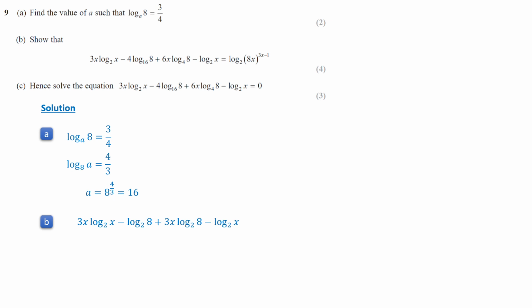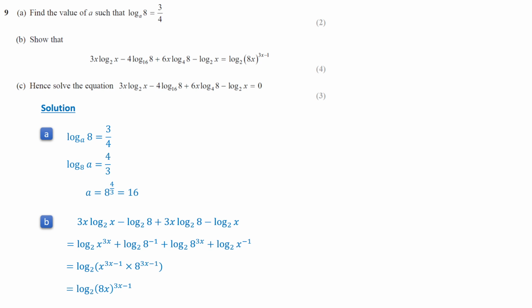base 2. This gives us 3x log base 2 of x minus log base 2 of 8 plus 3x log base 2 of 8 minus log base 2 of 8. By using the power rule of logarithms, the coefficient in front of the logarithm can be moved as the power of the number inside the logarithmic function. Since we have the same base, we can multiply the numbers inside the logarithmic function. Now we have log base 2 of 8x raised to the 3x minus 1.